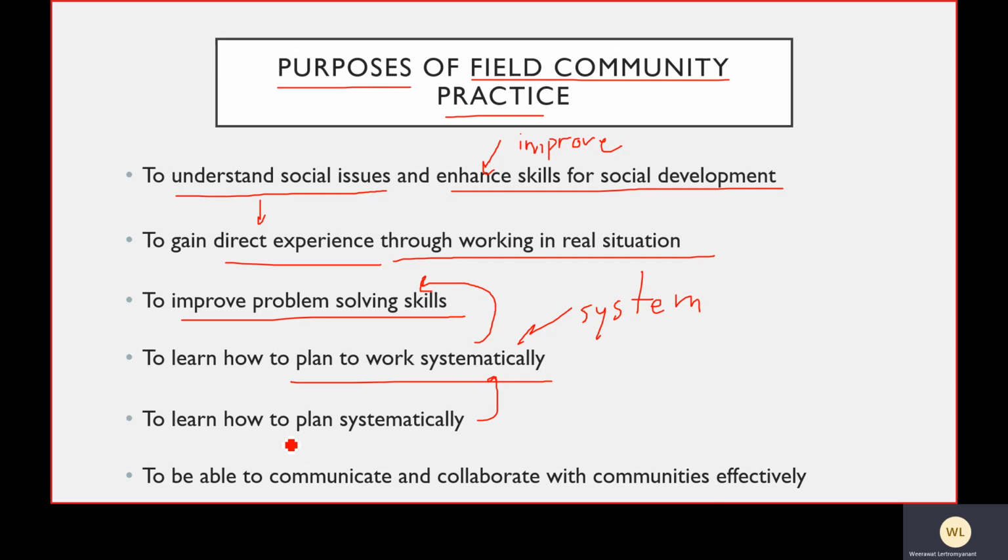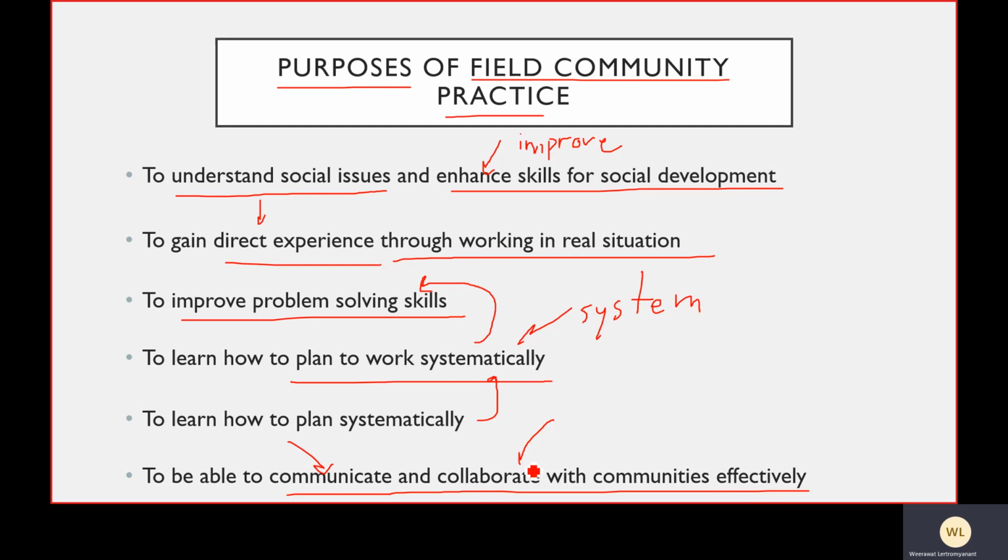To be able to communicate and collaborate with communities effectively. Okay, many of you might find that you have a problem with communication. Even if you speak English so well, and you work so well, when you have to face new people, you don't know how to talk, you don't know how to use the words, how can I say, to make your conversation flow. But if you always go to field community practice, you will learn how to communicate. It means how to understand, how to talk, how to get the idea, how to explain your idea, because you have to collaborate. Collaborate means you have to work together with others.